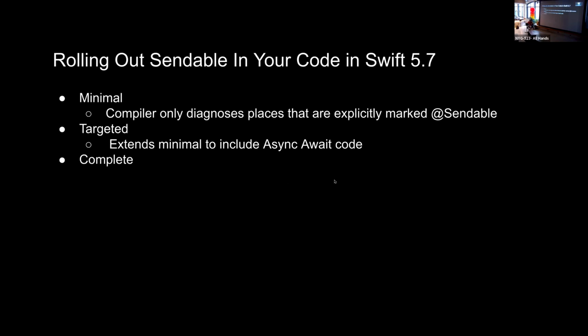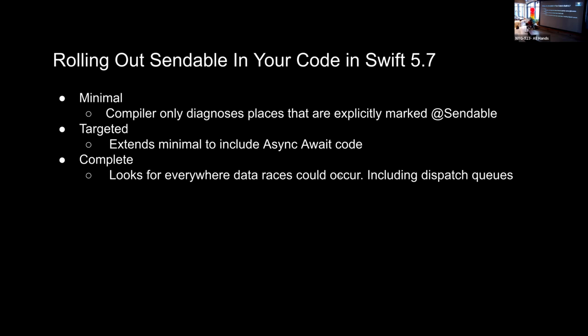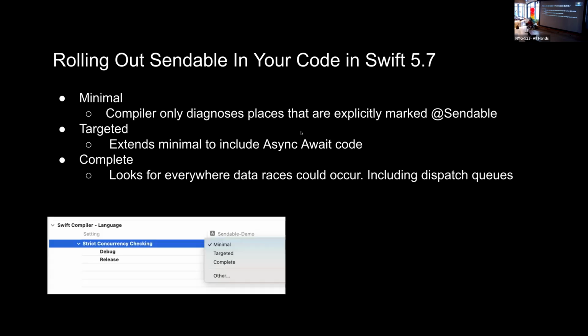And then there's complete, which is honestly what I'd like to just try first and see how much of my code is not thread safe. It looks for everywhere data races could occur, including a dispatch queue global. Maybe you passed a reference type into a dispatch and are accessing it in multiple places. The compiler will check that. And this is what that looks like.